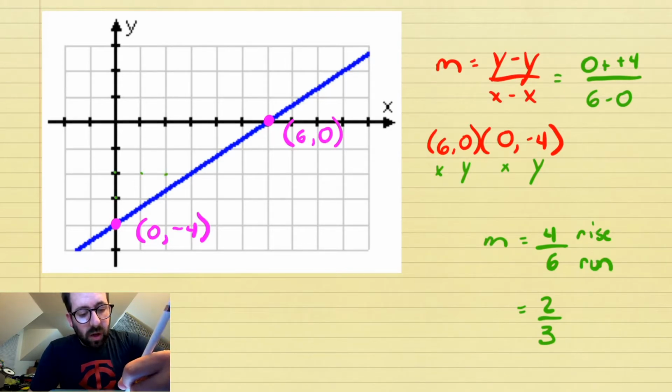If I rise 2 and run 3, I should land on the same dot. Rise 2, run 3, land on the same dot. Rise 2, run 3, and sure enough, that's still working. So this is probably the correct slope.